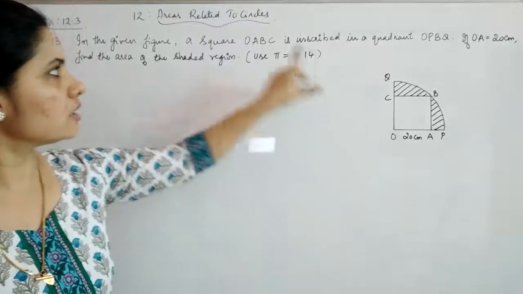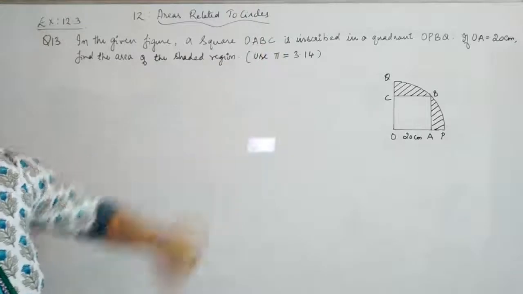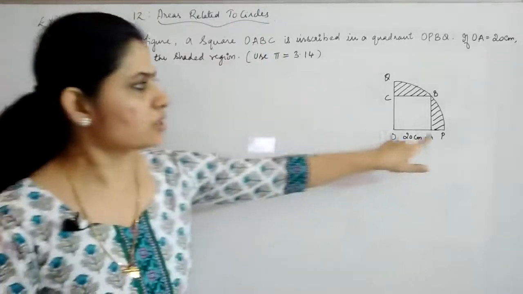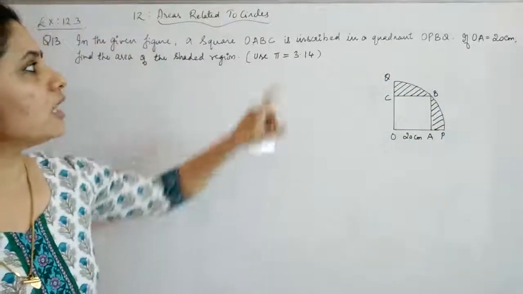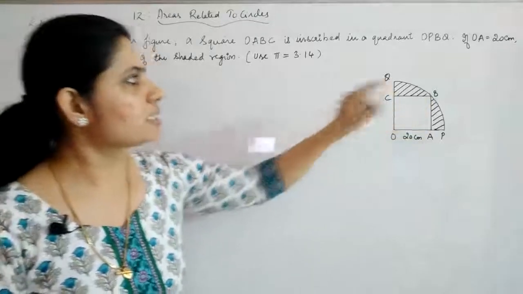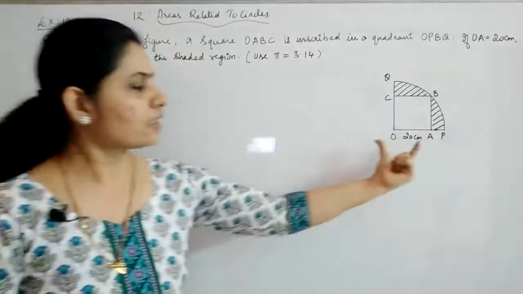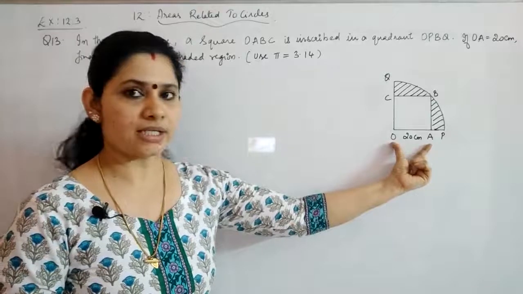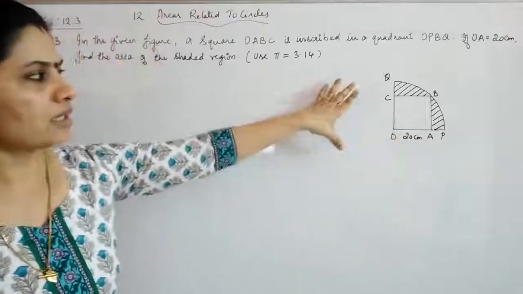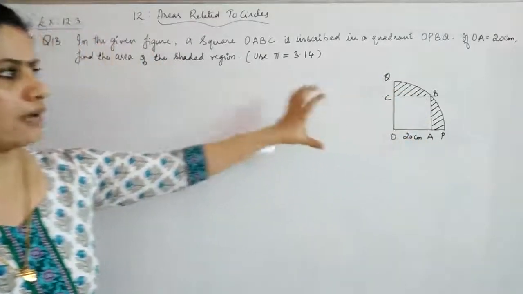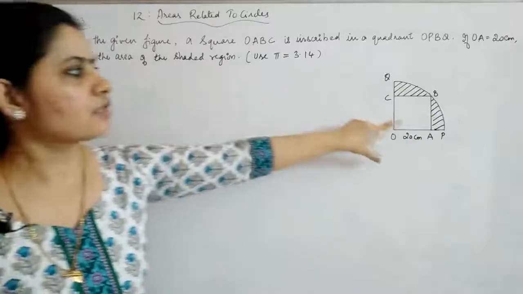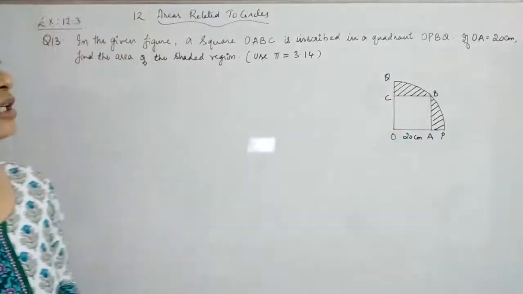Here you can see the quadrant OPBQ. This one is the quadrant of the circle, and OABC is the square, and the length of the square side is given, that is 20 centimeter. So we know that in order to find out this shaded region, we have to subtract the area of the square from the area of the quadrant.